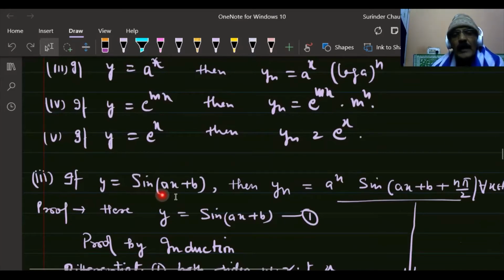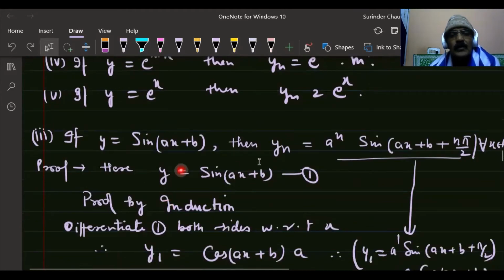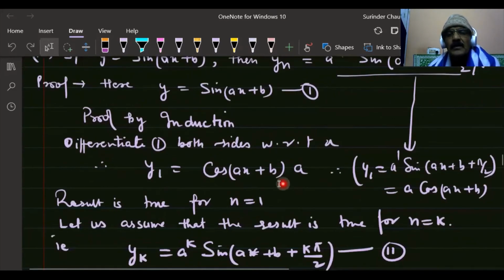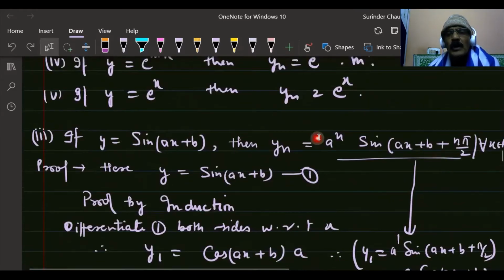Y is equal to sine of ax plus b. If y is equal to sine of ax plus b, then yn is equal to a to the power n sine of ax plus b plus n pi by 2, for n belongs to natural numbers, x belongs to R. Now again, first same step: y1 is given, reduction, differentiate this with respect to x, proof same by the fundamental principle of induction. Differentiate this, cos, convert that into sine, or put n is equal to 1.